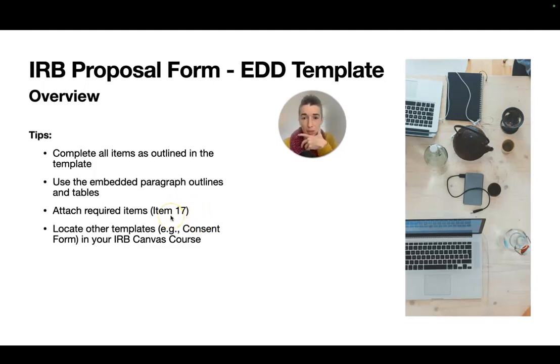Item 17 is going to be pretty big. That's where you're attaching all required items. So like you're attaching your consent forms, you're attaching your instruments, your measures. So if you're creating interview guides, you're attaching them. If you have surveys or questionnaires, you're attaching those.